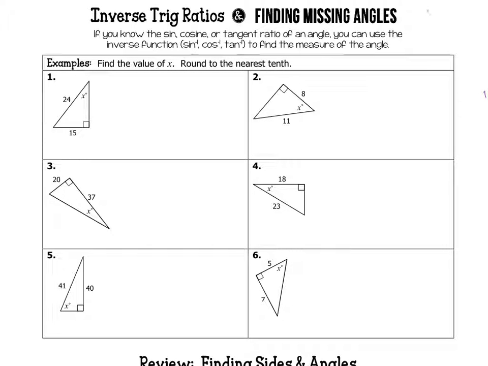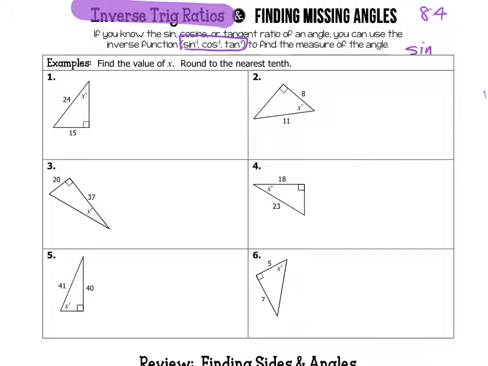This video is Unit 8.4, and it's about inverse trigonometry ratios. First of all, we have to know what is the inverse of the trig ratios. If we have sine, cosine, and tangent ratios of an angle, we can use something called an inverse. It's spelled out as sine inverse, cosine inverse, tangent inverse.